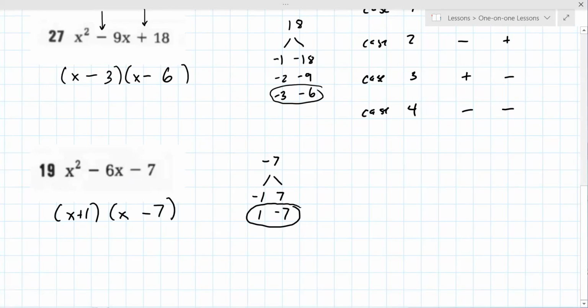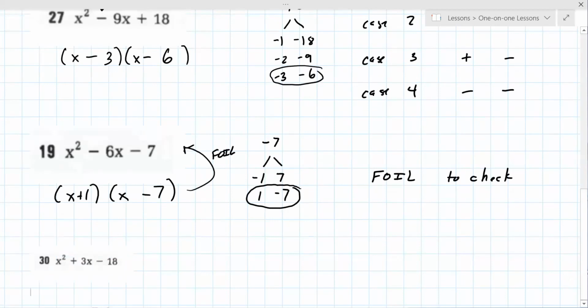Now, if you're ever unsure of your answer, you can always FOIL to check. So if you were to FOIL this, you should get back to the original. And that's a good thing to do on an exam if you have the time. Sometimes you have the time, sometimes you don't on the exam. So leave it at that. Number 30 here is another one of these. It's case 3 and 4.